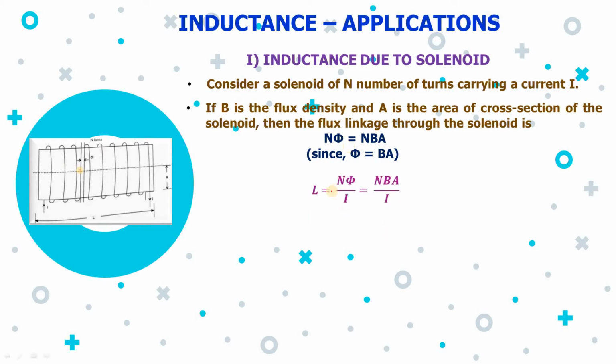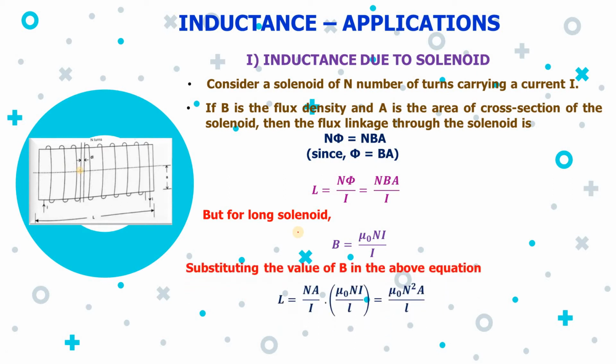Now we know very well the self inductance formula is given by L is equal to N phi by I. We know N phi according to the above equation: N phi is equal to N into B into A, so L is equal to N B A by I. But for a long solenoid, we already discussed the B expression: B is equal to mu naught into N I by l, where l is the length of the solenoid.